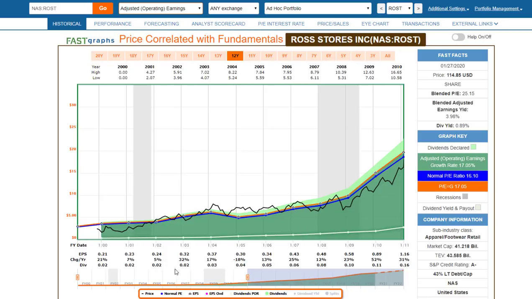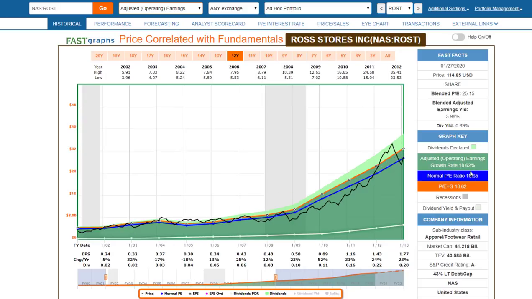But as I move down the line here, notice the growth rate's changing. Now all of a sudden the growth rate's 18%, so any of these cheaper prices I would have paid would have even rewarded me more because I've got more growth going forward.